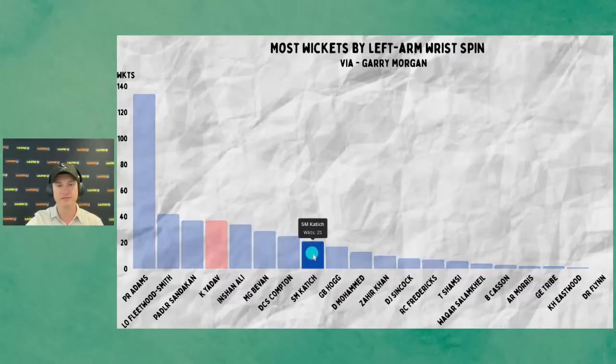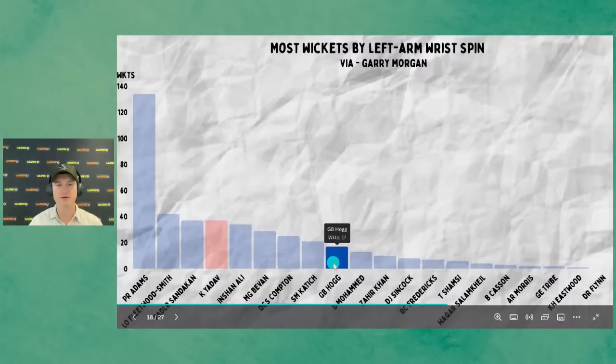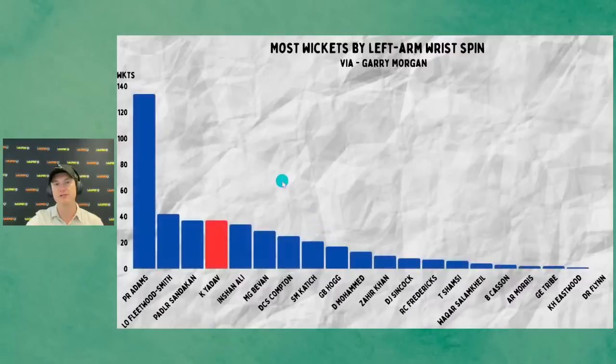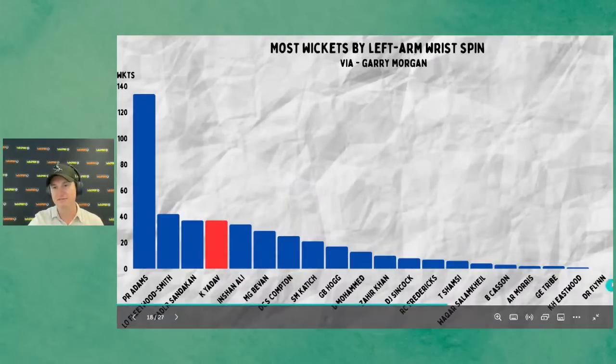And I think that Simon Kadich and Brad Hogg were the 2 leaders. You've got a batter who bowls a little bit and a bowler who didn't really play county cricket much at all. But this is the entire list of left-arm wrist spin bowlers in the history of cricket who've got a wicket. In fact, it's even one without a wicket because Daniel Flynn's on here for some reason, but I don't know why he's here.